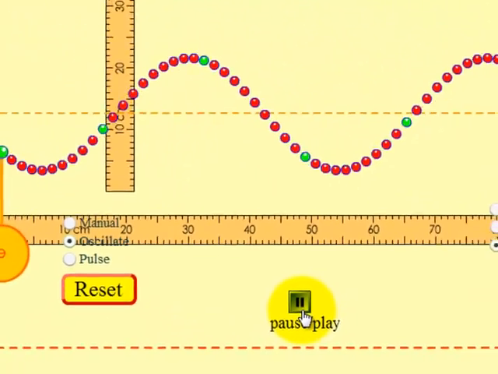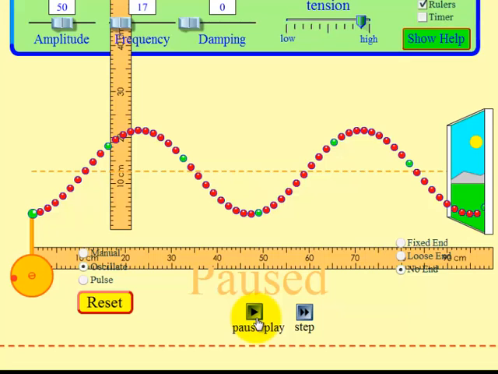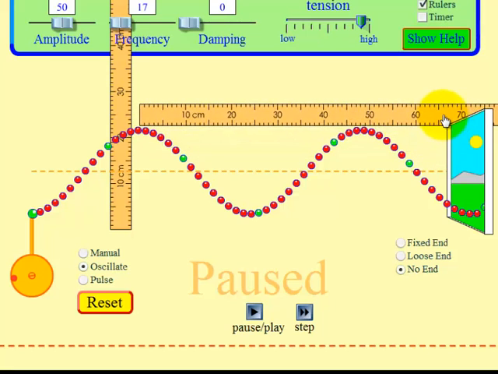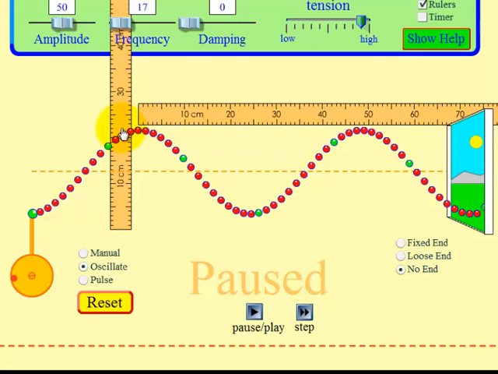That kind of oscillation is very familiar to us. Again, we are going to pause. So we have said that a complete oscillation is from this point all the way to this point. So that distance, if I can measure it like this, is about 49 centimeters. That will be the wavelength of the wave.